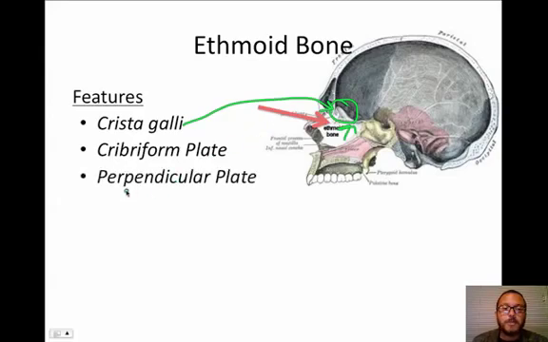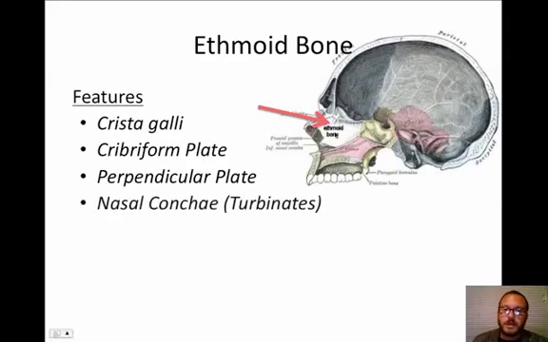We next have the perpendicular plate. If I get rid of these other lines, it's what makes up this vertical part of the nose. In fact, where the word ethmoid is written, you can see this is the perpendicular plate. It's going up and down. It's perpendicular to the horizon.